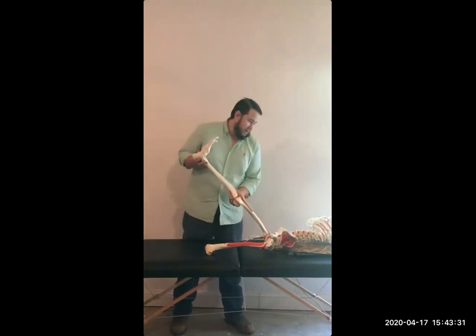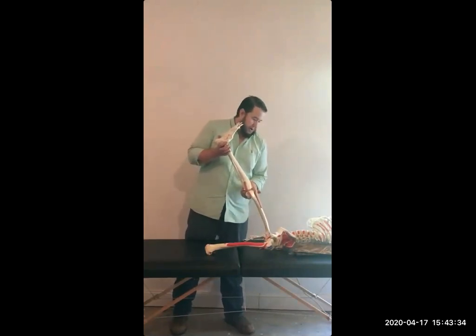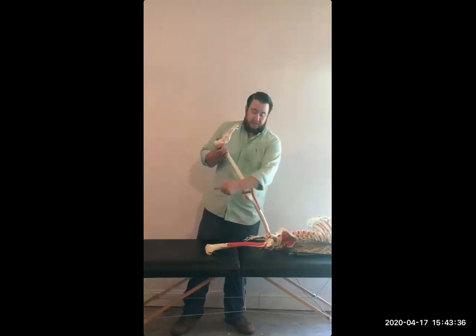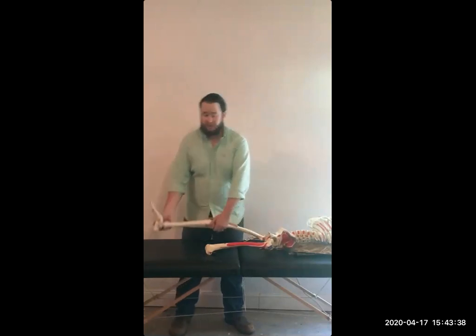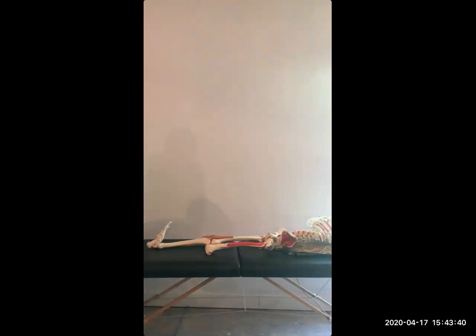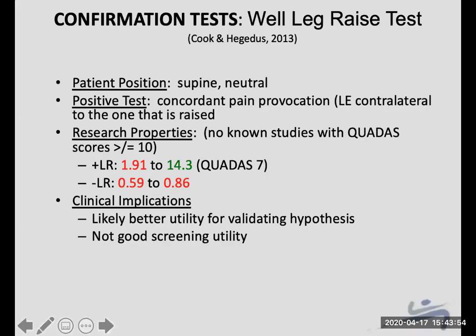So let me know as soon as you feel any of your symptoms come on. As soon as those symptoms come on the left side there, that's our positive test. And if they don't have concordant symptoms reproduced, that'll be a negative test. So again, note our nice positive likelihood ratio, though it's notable that our quality of study was not that great for this.